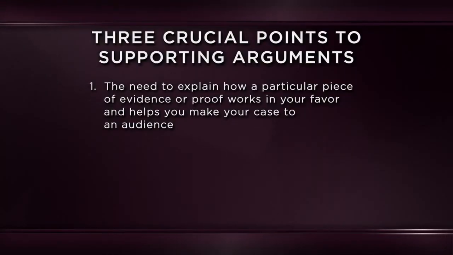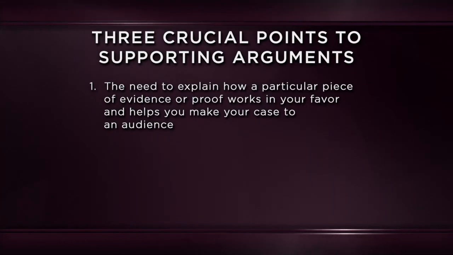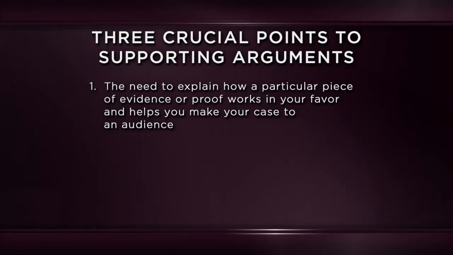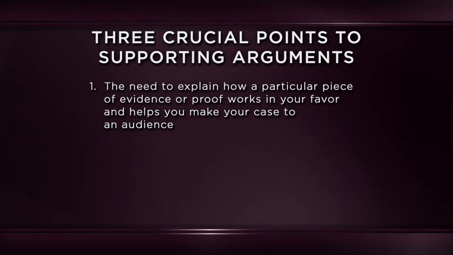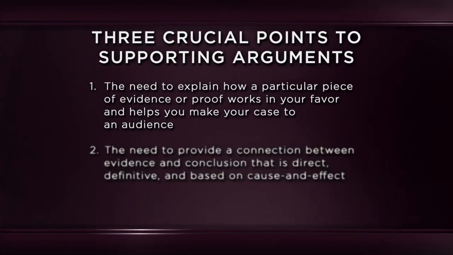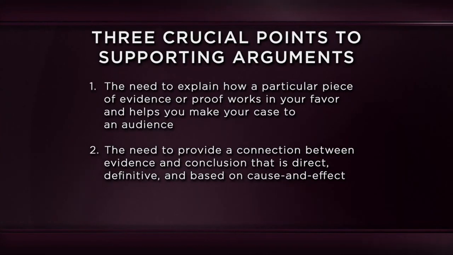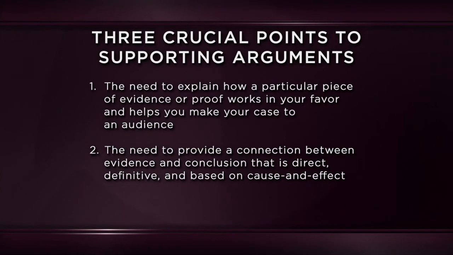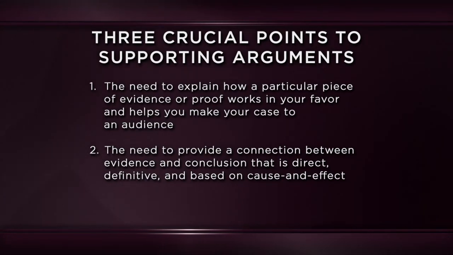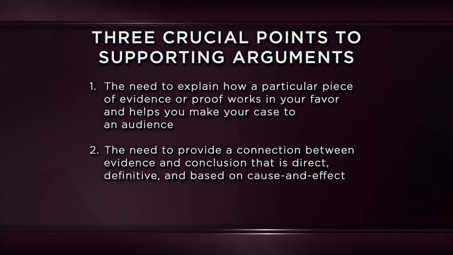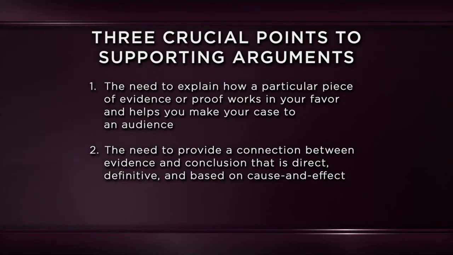So when it comes to supporting an argument, we've identified 3 crucial points. First, the need to explain how a particular piece of evidence or proof works in your favor and helps you make your case to an audience. Second, we discussed the need to provide a clear connection between the evidence and the conclusion that you want your audience to reach. This needs to be a direct connection rather than an association. It's got to be definitive rather than mere speculation. And it has to be based on cause and effect. So we have to be able to see the clear connection.